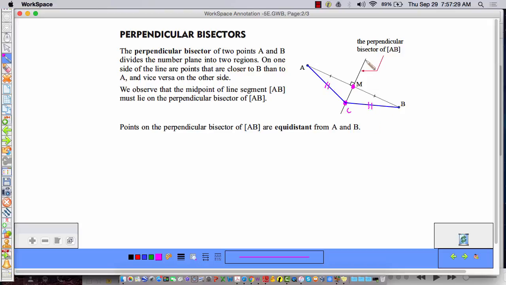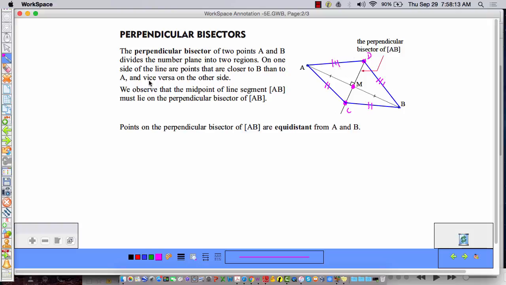And again, it doesn't matter where I put it. Let's say I put one way up here and label that D. The distance from A to D is the same as the distance from D to B. They're not always the same distance as other points, though.